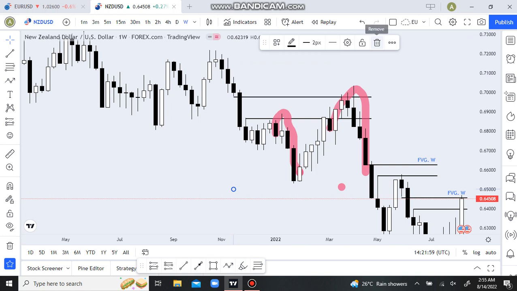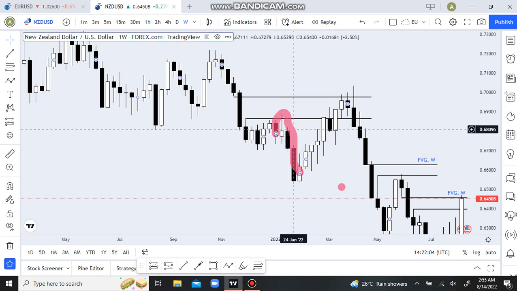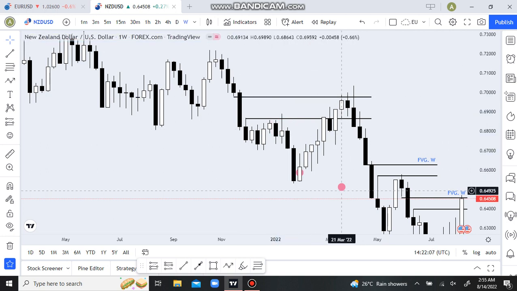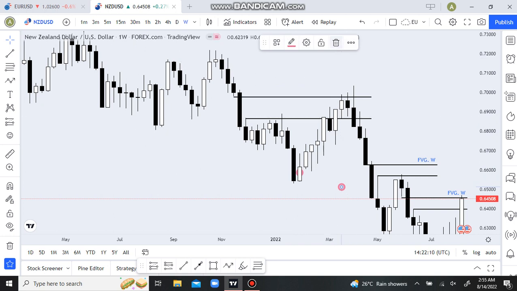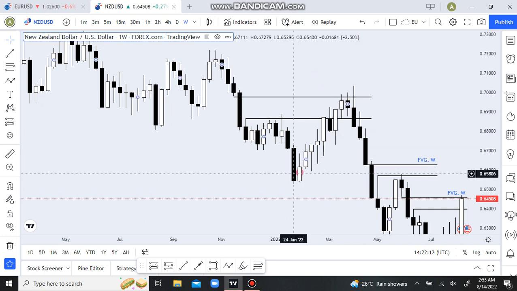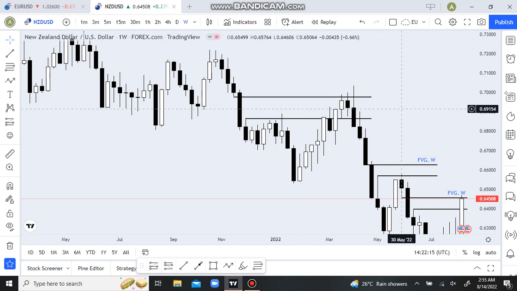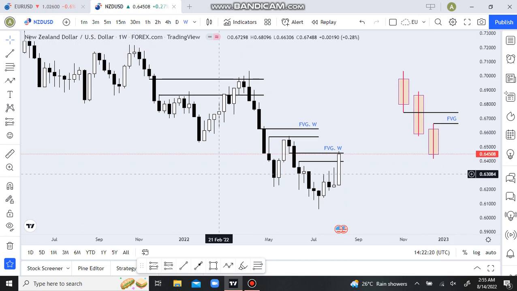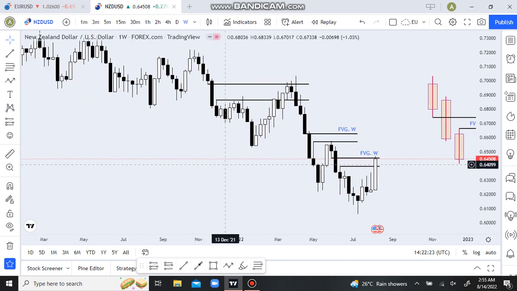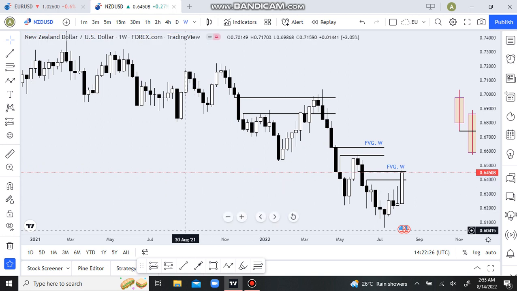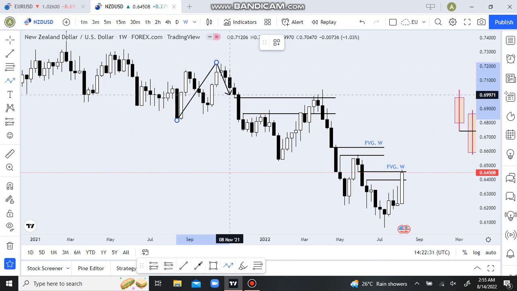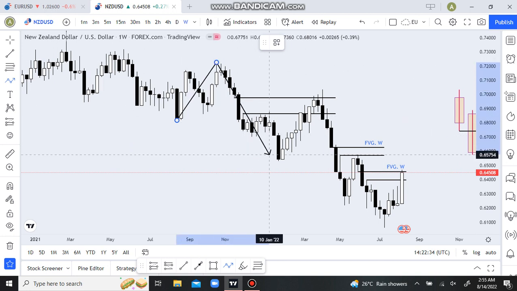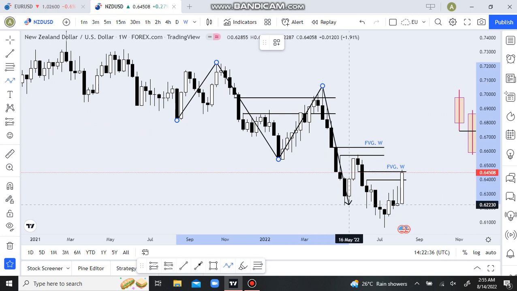That's how you mark your fair value gaps. This lesson is not going to be long. It's just basically to show you how to map your fair value gaps. And as I said, you mark your fair value gaps that are in line with your trend. It's very important. You can see that there is a weekly chart, and overall we are in a downtrend because we are making lower highs and lower lows.